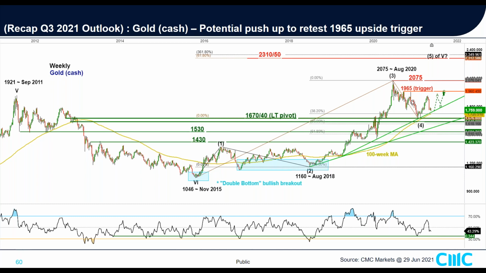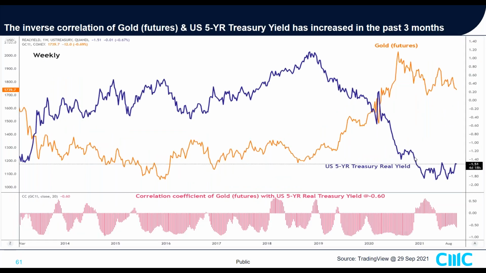So this is a significant level for the price to take out before we start to see further potential upside. So one of the reasons why I am quite reluctant to have the same idea that we had in Q3 was this graph. Okay, so this graph is gold futures. This is the gold price. This blue line is the US 5-year Treasury real yield. That means real yield, the yield minus the cost of inflation.